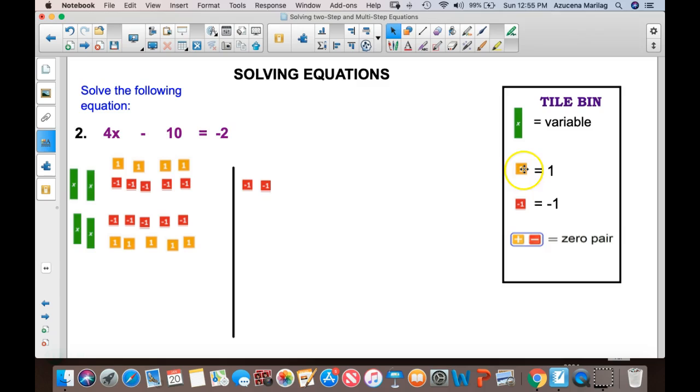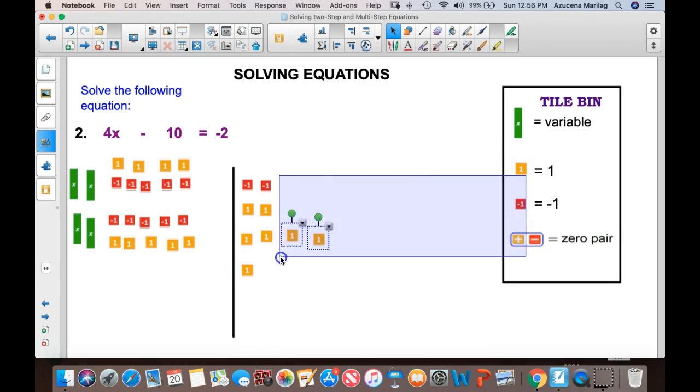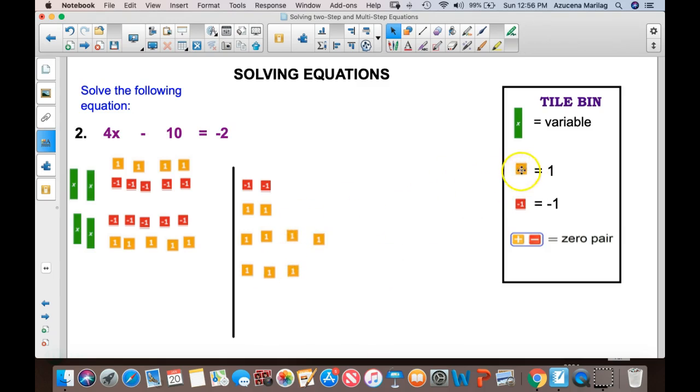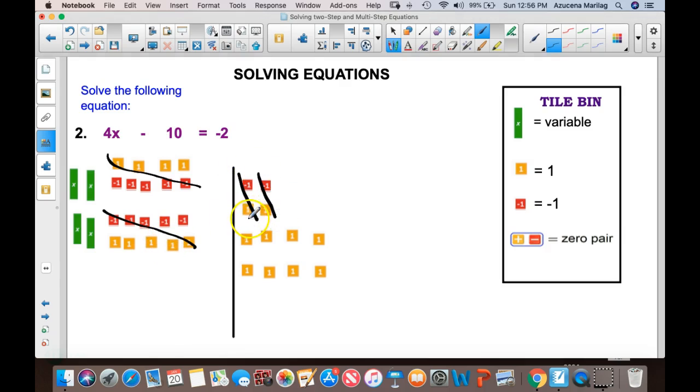Let's do the same thing on the right. We add 10 yellow squares. That's 2 so far. 3, 4, 5, 6, 7, 8, 9, and 10. Now we look for all the 0 pairs and eliminate them. So this makes 5 0 pairs, another 5, that's 0. These 2 also become 0.